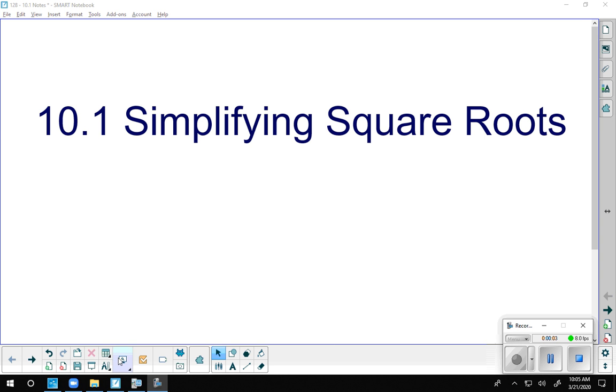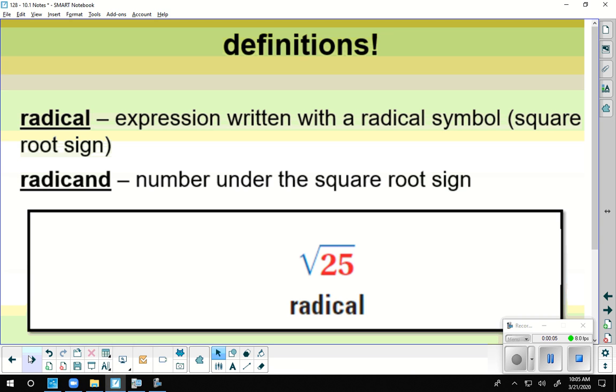Section 10.1 is simplifying square roots. So, what is a radical? A radical is an expression written with a radical symbol. So you can see that here. That is called a radical. You probably more commonly think of it as the square root sign.